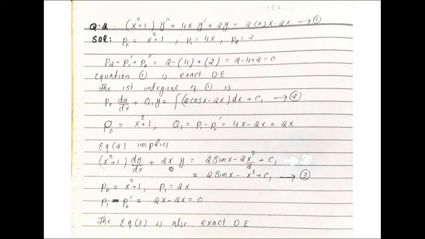Now from this equation, this coefficient is denoted by P naught. Similarly, this coefficient is denoted by P1. Now we have to check whether it is exact or not. Since here the differential equation is of first order, the condition for exactness will start from 1, P1. So P1 minus P naught dash, putting the value from here. So this is the value and it is 0. Whenever the value is 0, it means this differential equation is exact. Equation 3 is also exact.